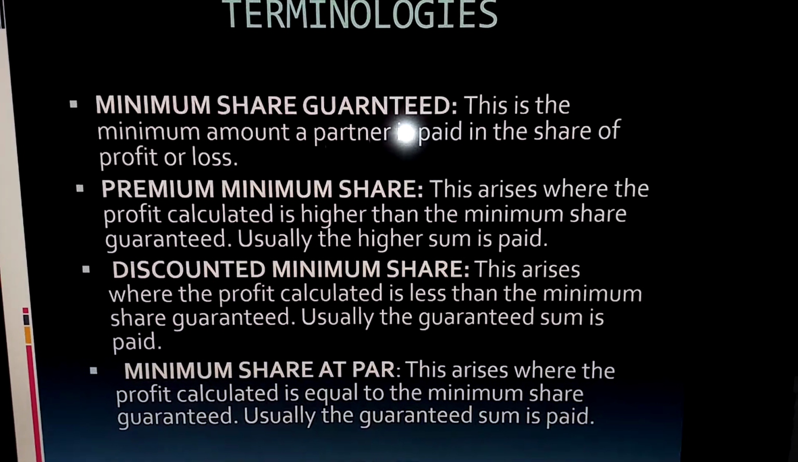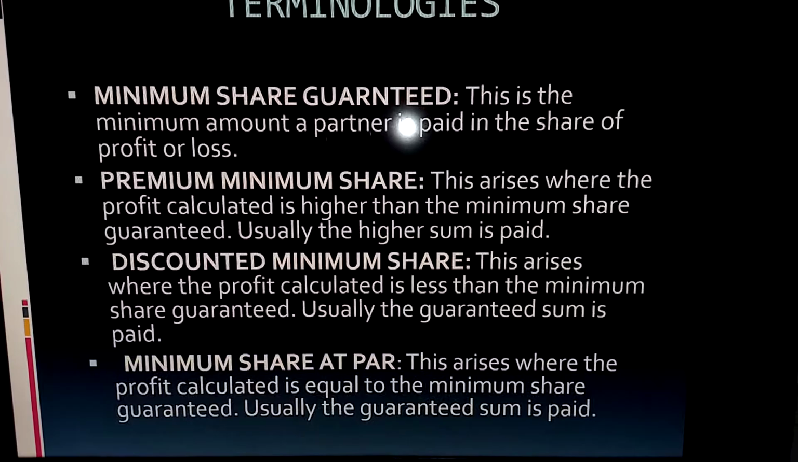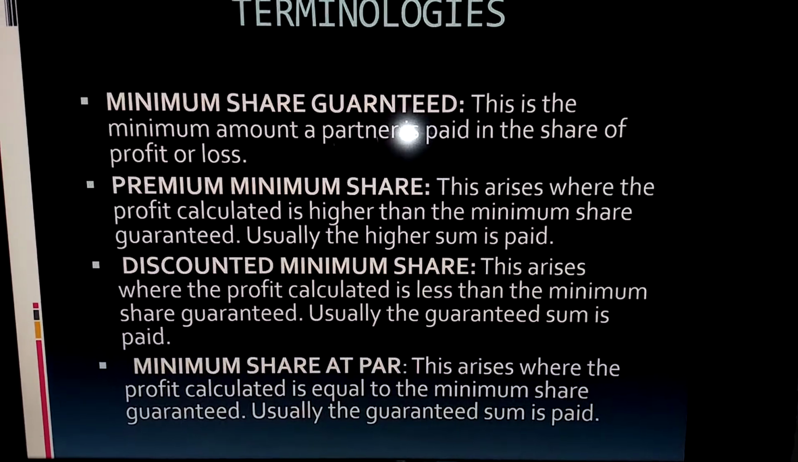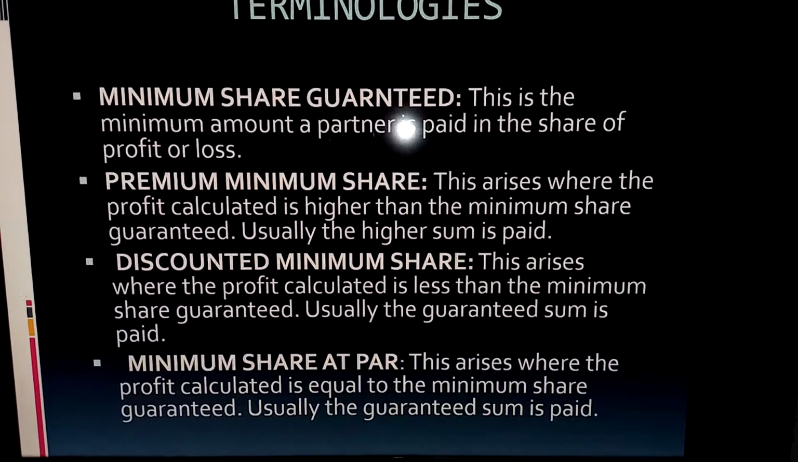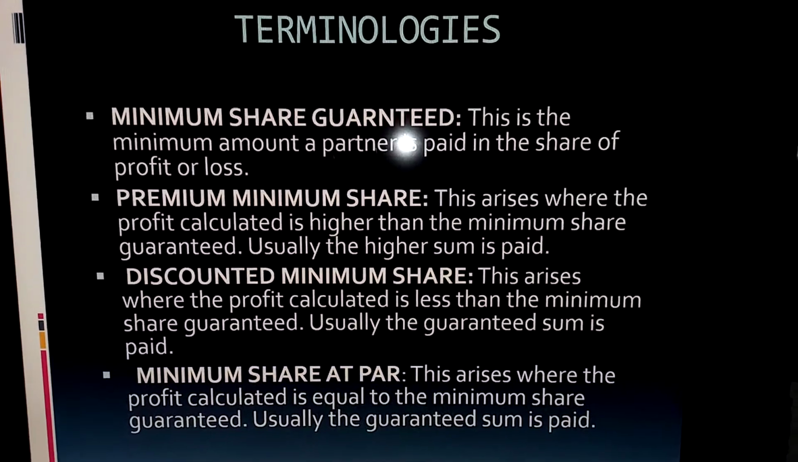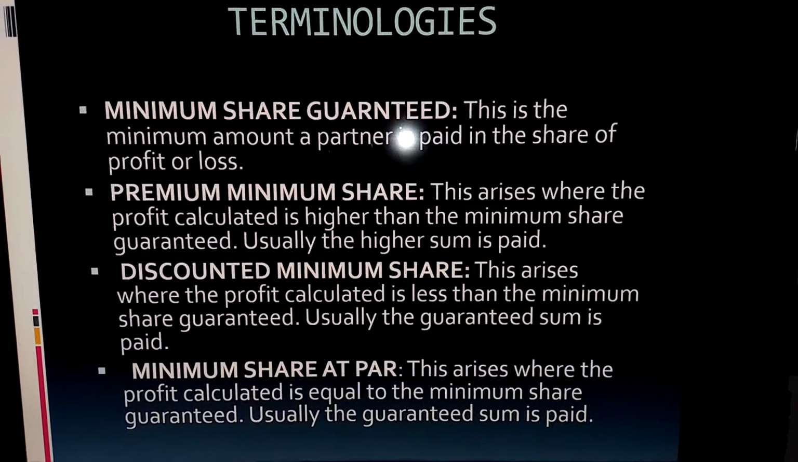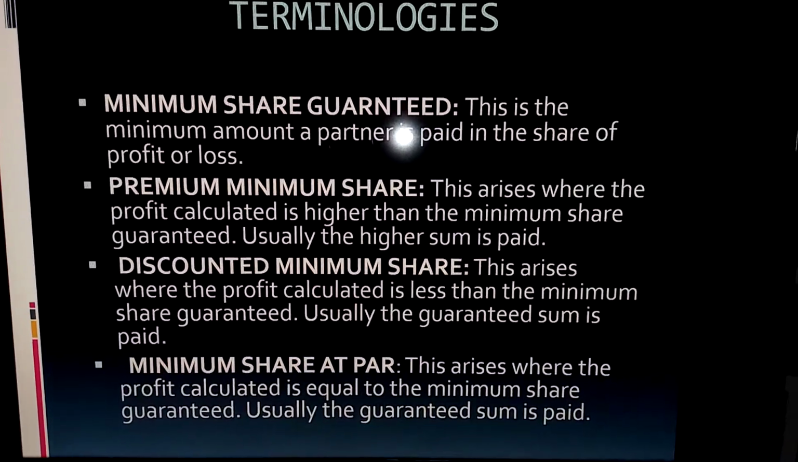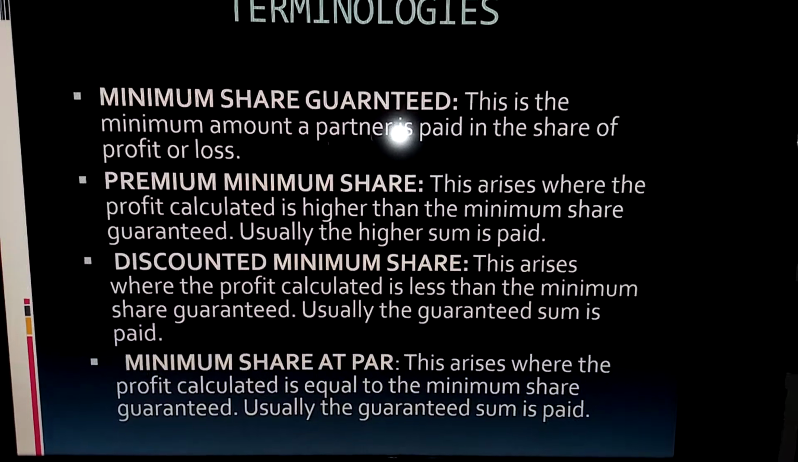So you're guaranteed 1 million minimum, but when they now calculated the profit, you find out that the profit allotted to you is now 100,000. They cannot pay you 900,000, they will pay you 1 million. But the arrangement has resulted to what? A discounted minimum share, because the profit shared is less than the minimum amount guaranteed. They will now have minimum share at par.